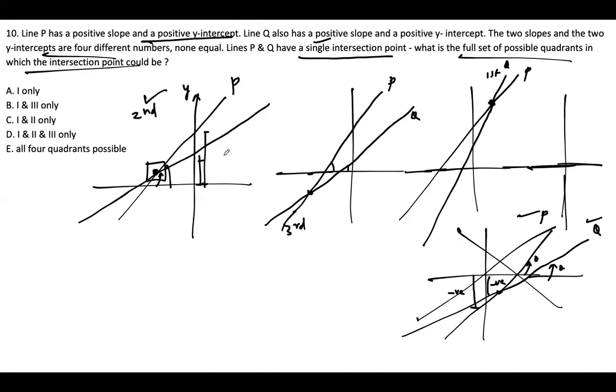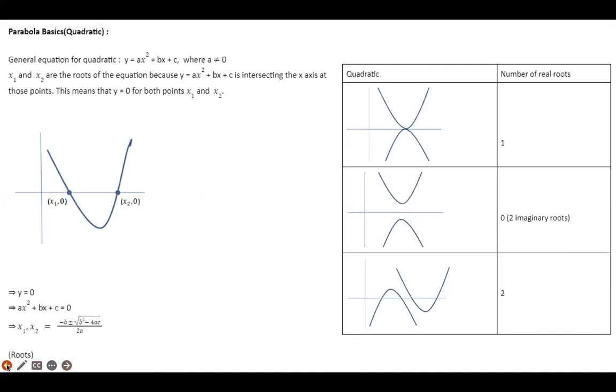So, second quadrant possible, third quadrant possible, first quadrant possible. 1 only, no. 1 and 3, no. 1 and 2, no. 1, 2, and 3 only. All 4 quadrants, not possible. Answer to this question, option D. Is this point clear to everyone? Yes, sir. Good. Okay.